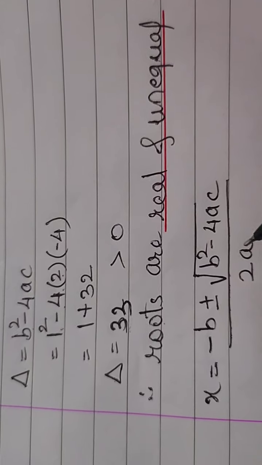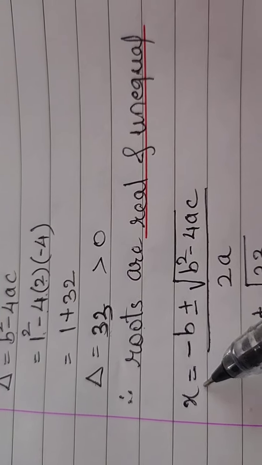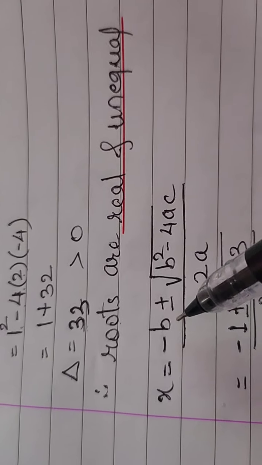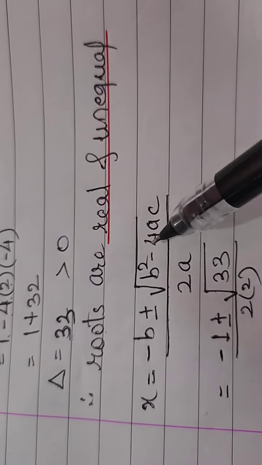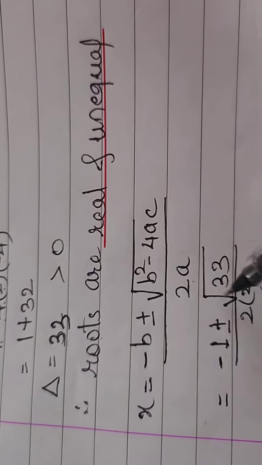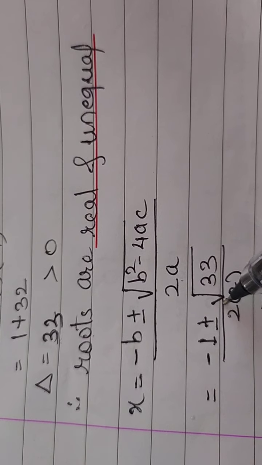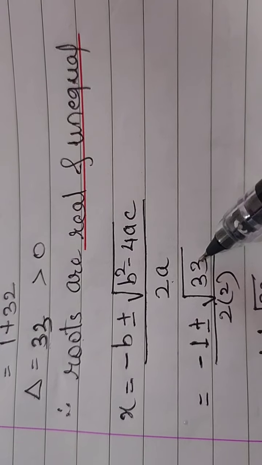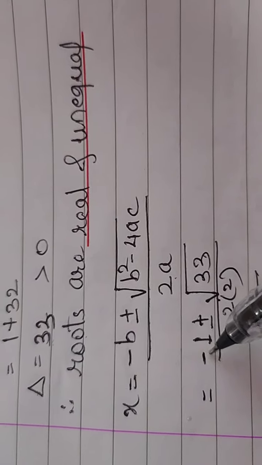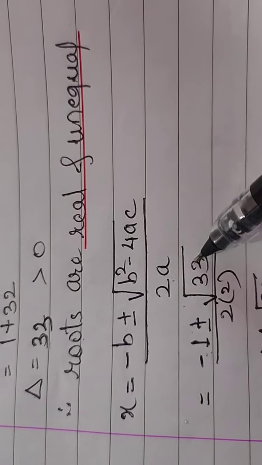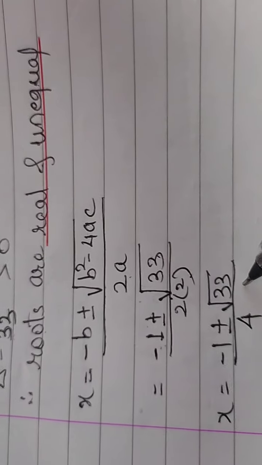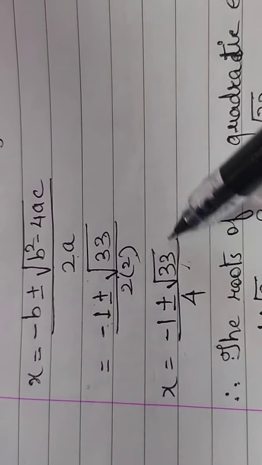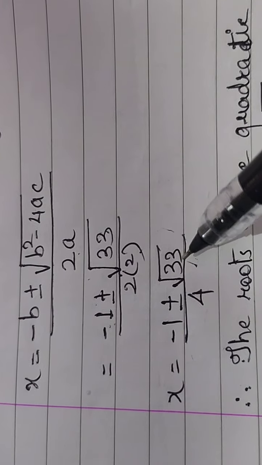Now apply the formula. Write the formula first and substitute the values carefully. So x is equal to minus b plus minus root b square minus 4ac upon 2a. Here we will substitute the values. B square minus 4ac we have already obtained, it is 33. Substitute that value directly. And minus 1 plus minus under root of 33 by 2 into 2, which becomes 4. We cannot simplify it further because 33 is not a perfect square.